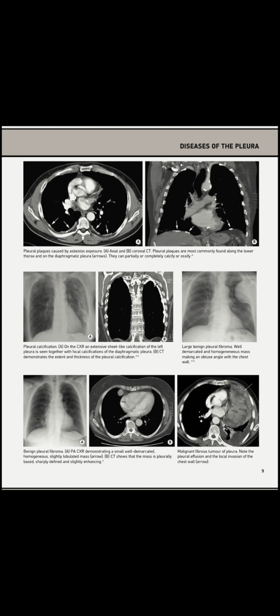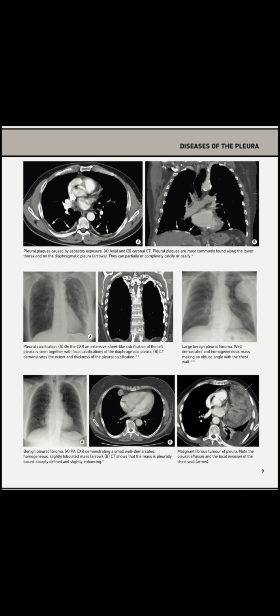Then on CT, it typically looks like a heterogeneous mass. It often enhances with contrast, but it's rarely calcified. And another key feature, these masses often form an obtuse or wide angle with the chest wall. That helps signal that it's coming from outside the lung itself, an extrapulmonary origin.